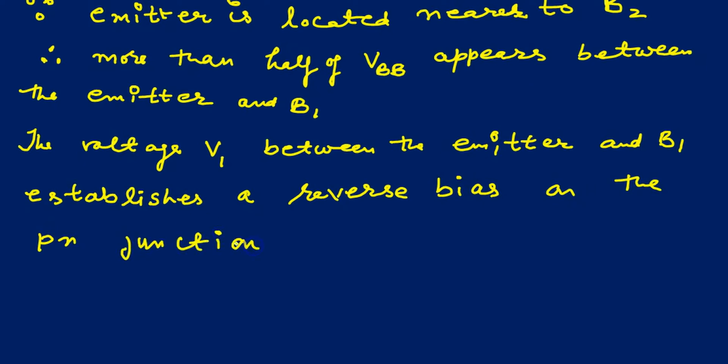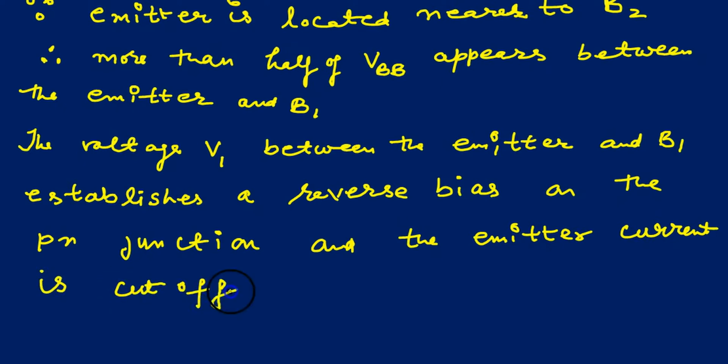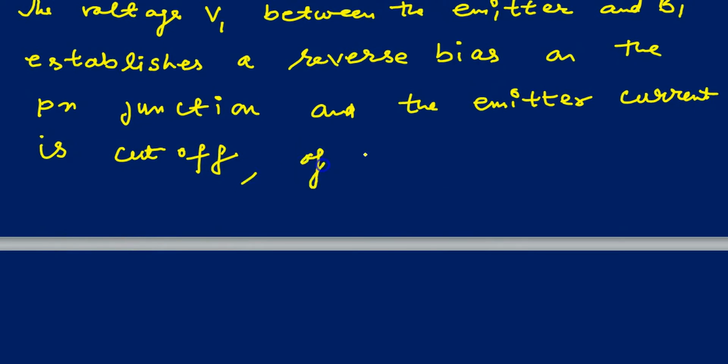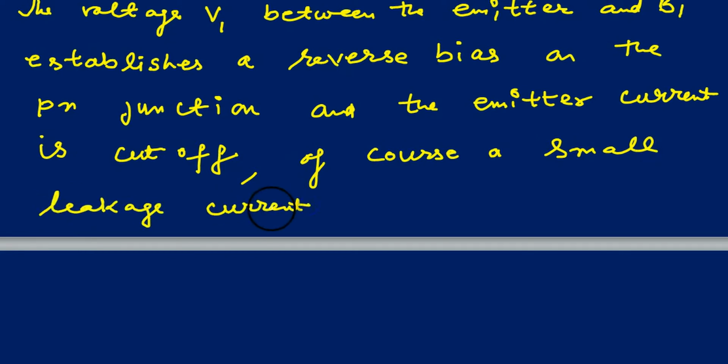On the PN junction diode. So that's why when we don't give any voltage to the emitter, there will be no emitter current. That is, the emitter current is cut off. But of course, a small leakage current may flow due to minority carriers.